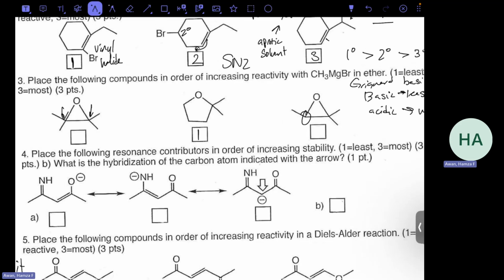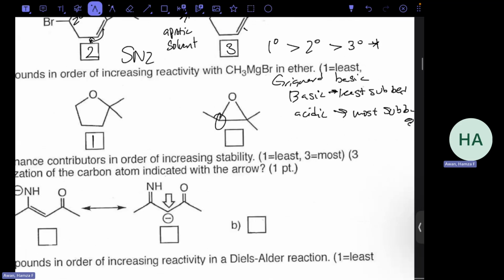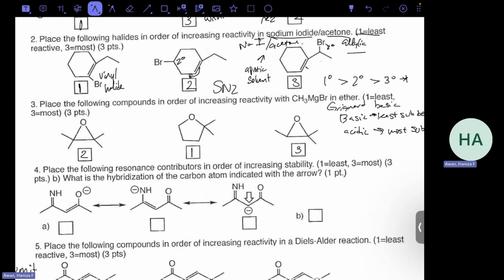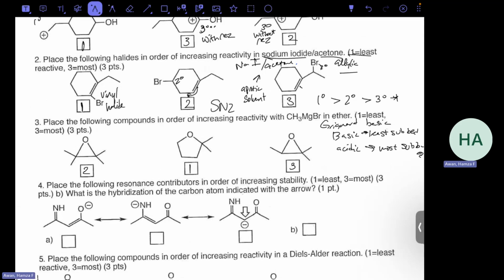So in this case, because Grignard is a basic molecule and it wants to attack something that is less substituted, it's not going to attack the one on the left as readily. Rather, it will attack the one on the right. So the one on the left we'll put at 2, and the one on the right, number 3. Any questions on that? How we got that answer?